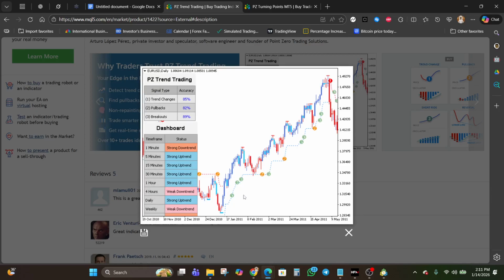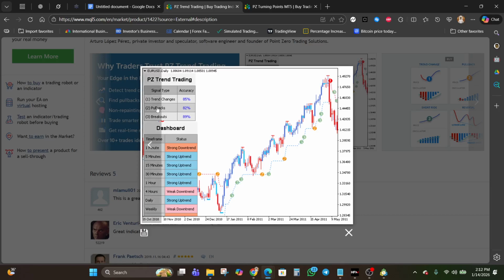In addition to that, you can see that the indicator writes these values on the chart: 1, 2, 3. The 1 shows you trend changes. Like here, it was a bullish trend and then it changed to bearish. So this value 1 shows you that the trend changed. So once it appears, you will have an idea that the trend is changing.